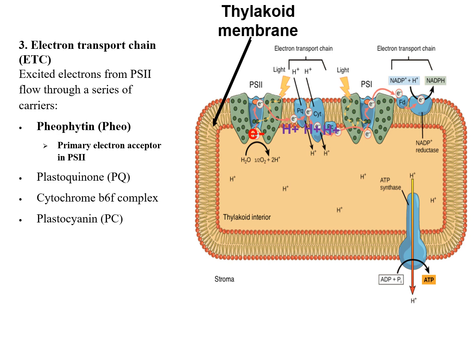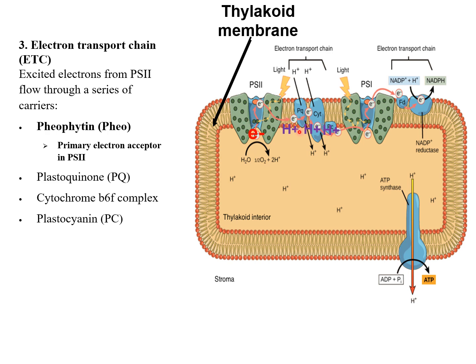Then the third step is the electron transport chain. The electron which is excited from photosystem 2 flows through a series of carriers. The primary electron acceptor in photosystem 2 is pheophytin. From this pheophytin, electron passes towards plastoquinone, the cytochrome b6f complex, and then plastocyanin. These protein complexes form the first electron transport chain.